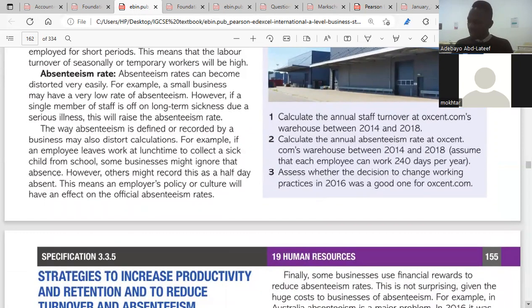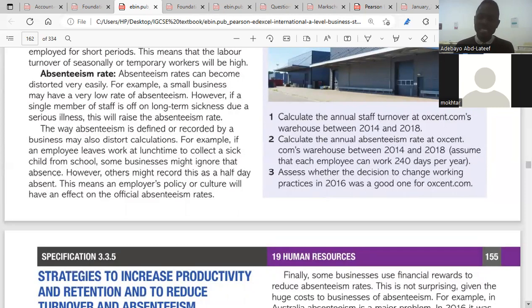I wrote, the calculation doesn't take into consideration absence for a few hours or the difference between large and small businesses. Some workers are absent from work, not for a whole day. They are only absent for a few hours. So how do you calculate workers that are absent for a few hours when we need to calculate the absenteeism rate?